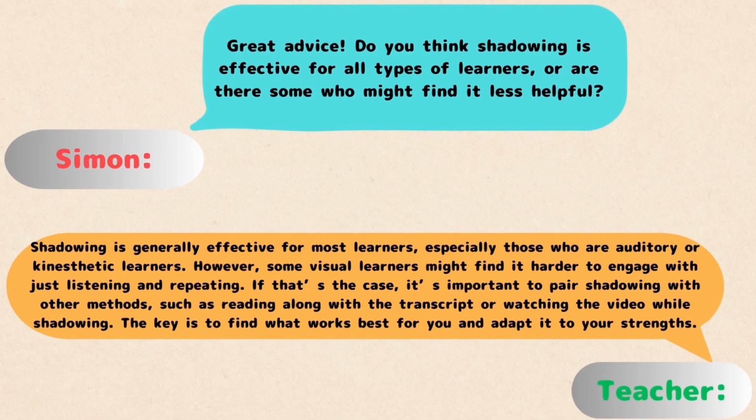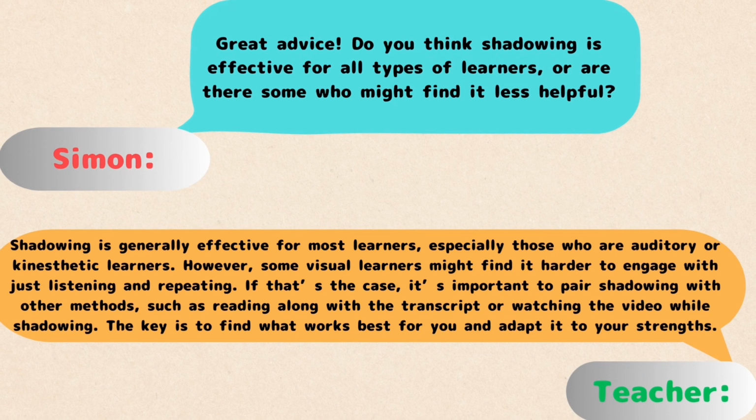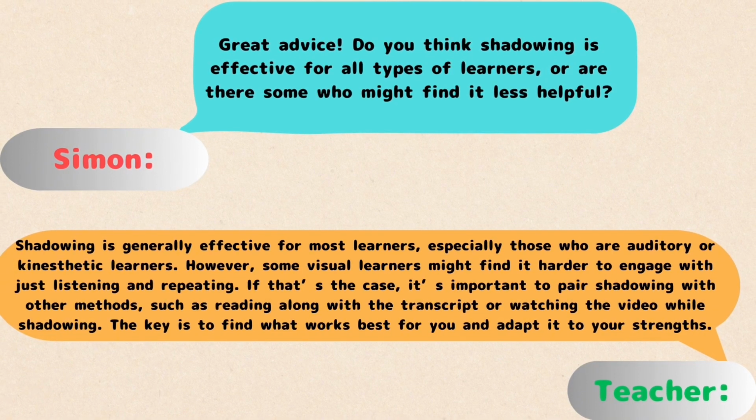Great advice. Do you think shadowing is effective for all types of learners, or are there some who might find it less helpful? Shadowing is generally effective for most learners, especially those who are auditory or kinesthetic learners. However, some visual learners might find it harder to engage with just listening and repeating. If that's the case, it's important to pair shadowing with other methods, such as reading along with the transcript or watching the video while shadowing. The key is to find what works best for you and adapt it to your strengths.